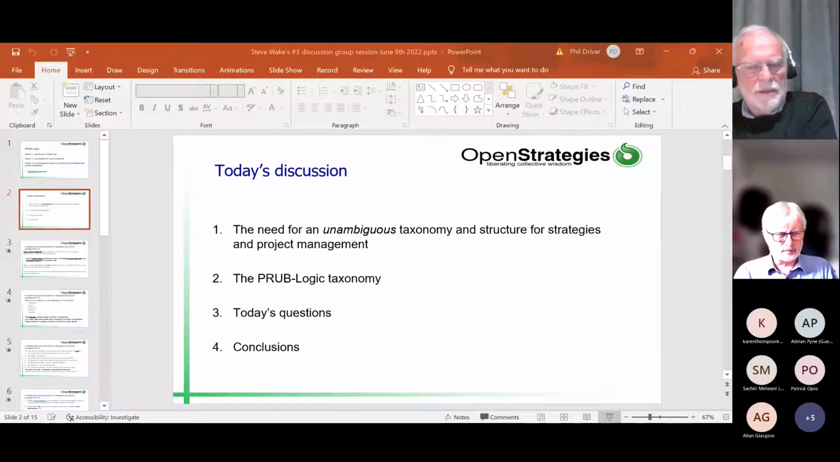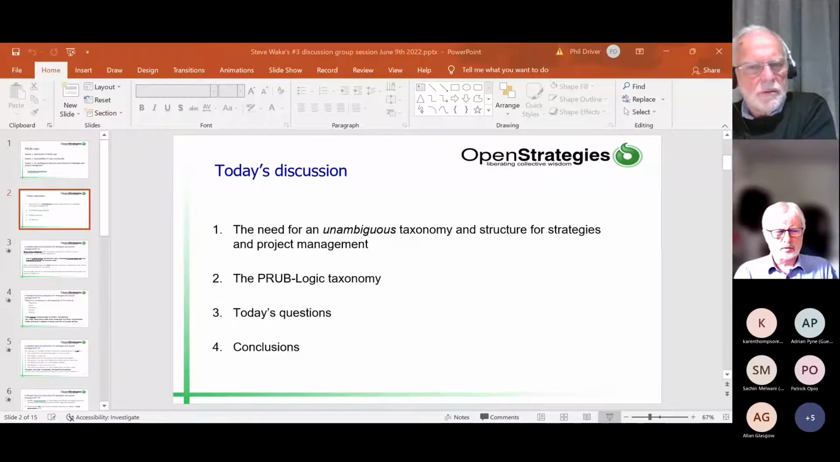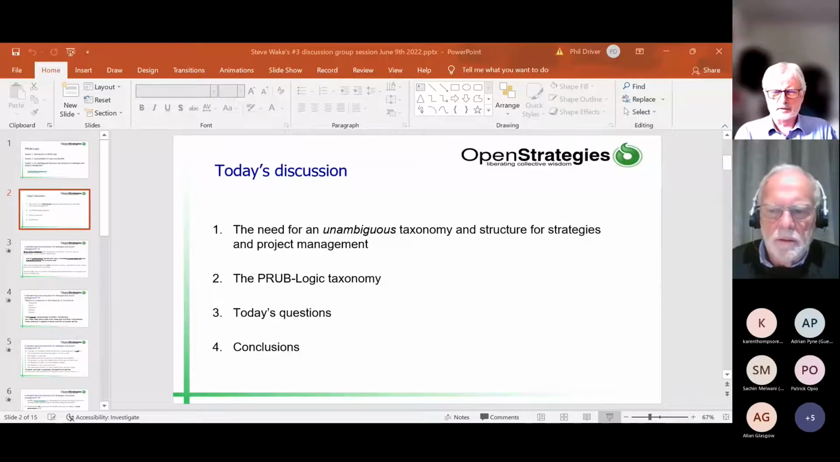They're defining physical reality. Which slide are you on, Phil? The one with the PRUB diagram? No. We're on slide 2 at the minute. What's happening here?